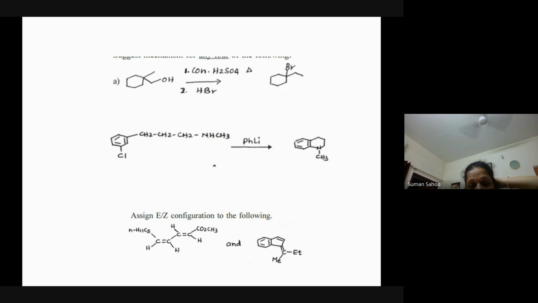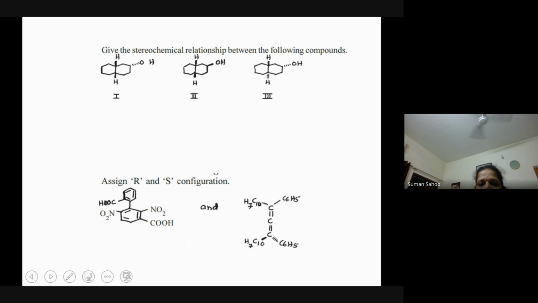How does this happen? You have to write the mechanism. This reaction I think we have done: remove this hydrogen, formation of the benzyne intermediate to get this product. You can assign the EZ configuration to the following. You have two carbon-carbon double bonds, so you have to assign E and Z in both, whether it would be E or Z here and here. Similarly here you have one carbon here, also there. So you can deduce the EZ configuration.